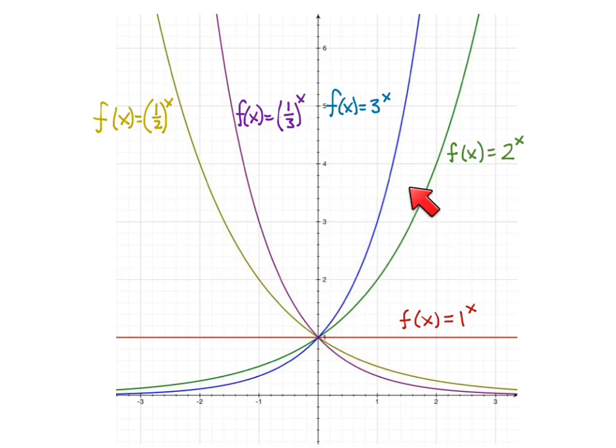f of x equals 3 to the x is going to be even steeper. Now e to the x, which I probably should have put on this chart, is going to be somewhere in between these, probably closer to the 3 to the x. So e to the x would be some function that's in between those functions. So this is kind of its behavior when the base is a number larger than 1.